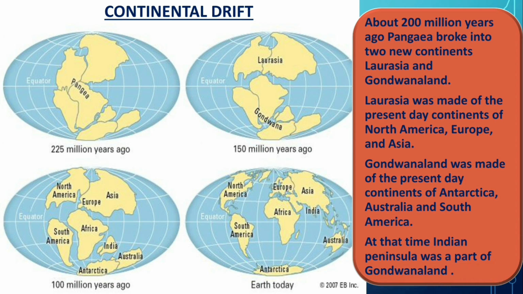Here in this picture, it is very clear. The first picture, it is Pangaea. Then it is divided into two continents, Laurasia and Gondwana. Then it divided into the present-day continents, and in this picture it is very clear, so go through that.